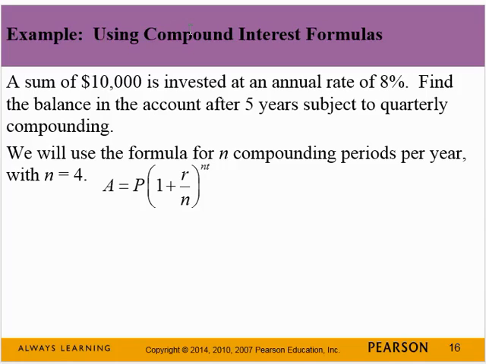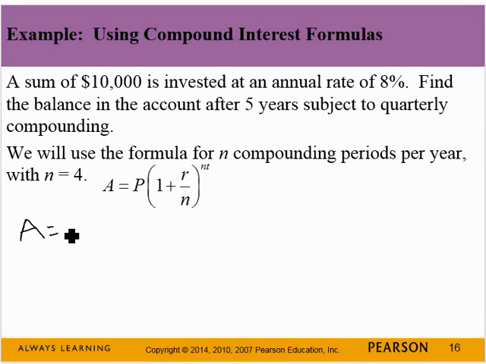So we're going to look at an example. This one is about compound interest. So we're going to use compounding periods per year. The sum $10,000 is invested at an annual rate of 8%. Find the balance in the account after 5 years, subject to quarterly compounding. Since we're using quarterly, that means 4, so n is going to be 4. So we're looking for A.